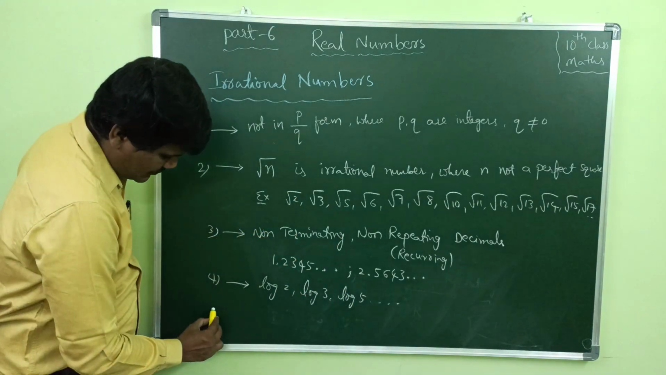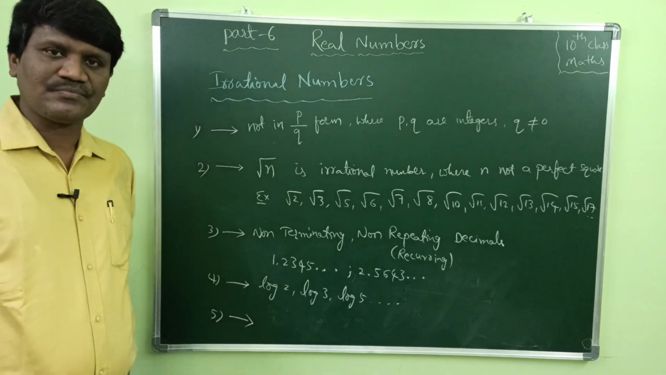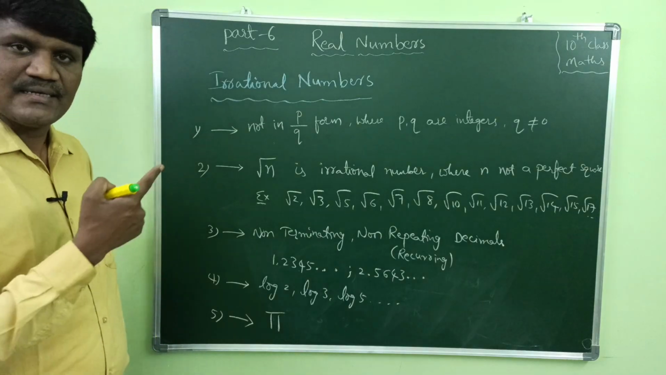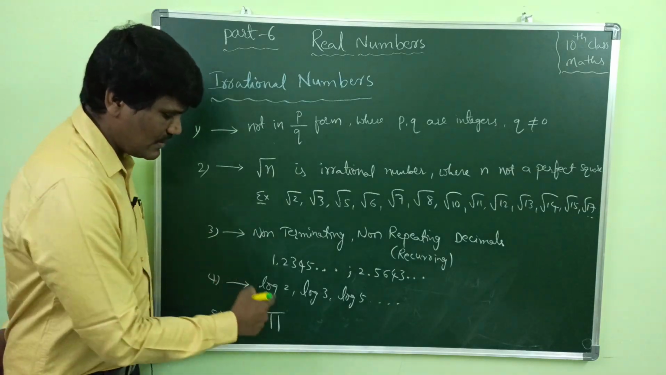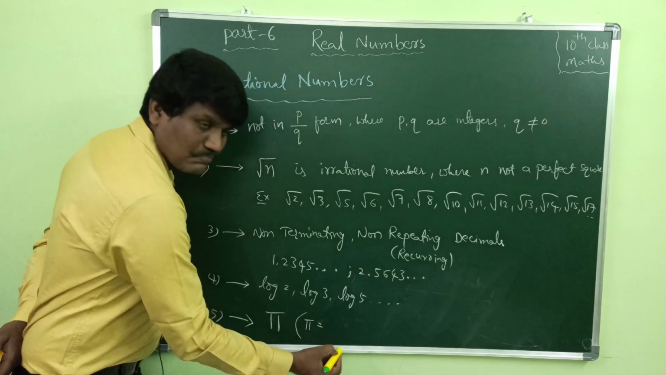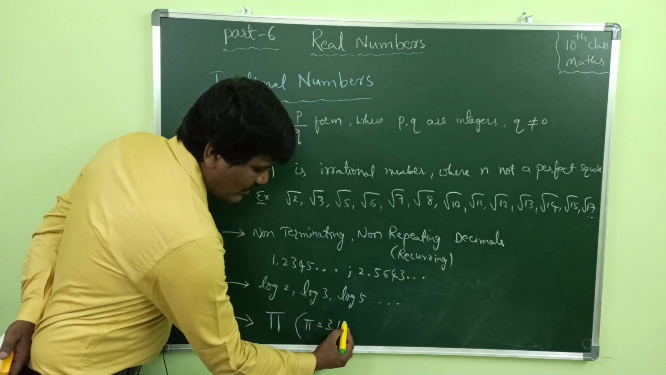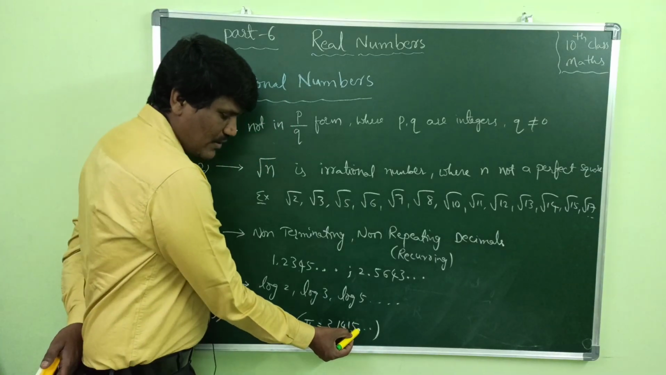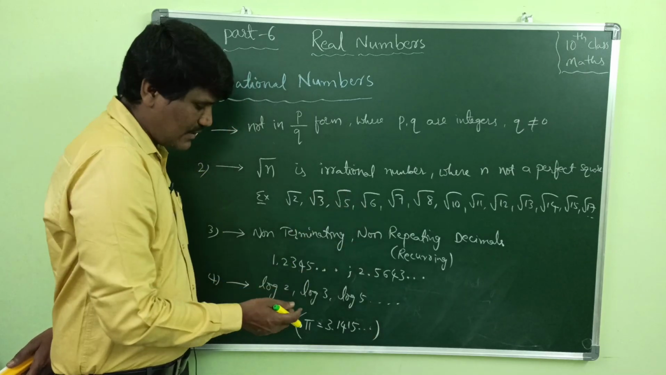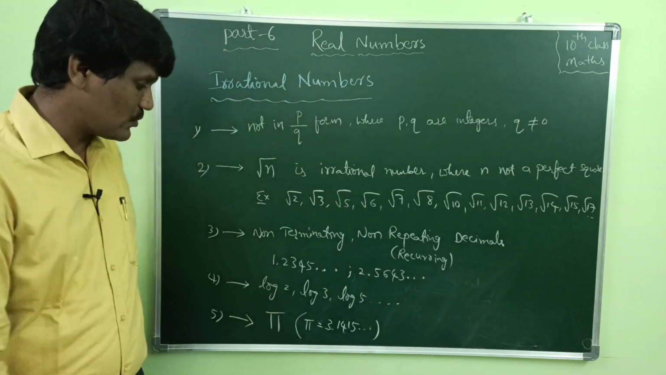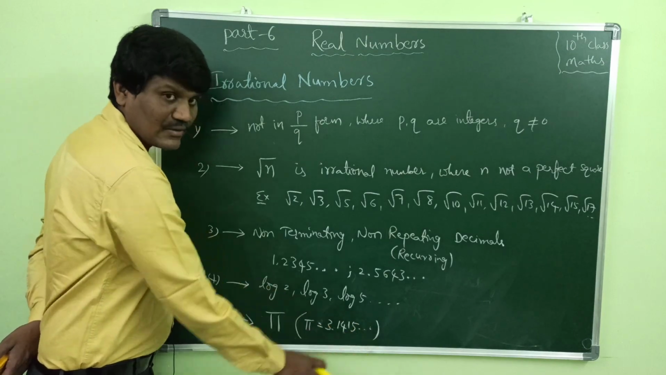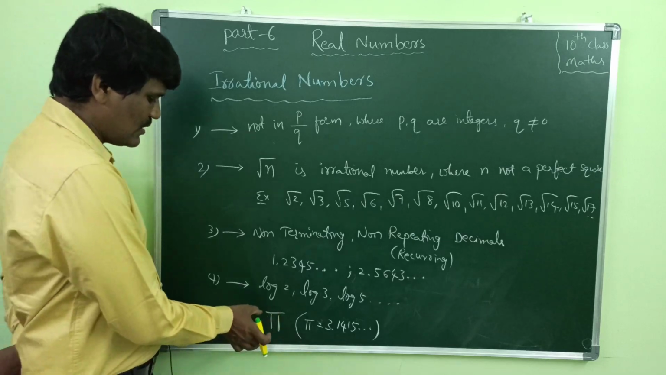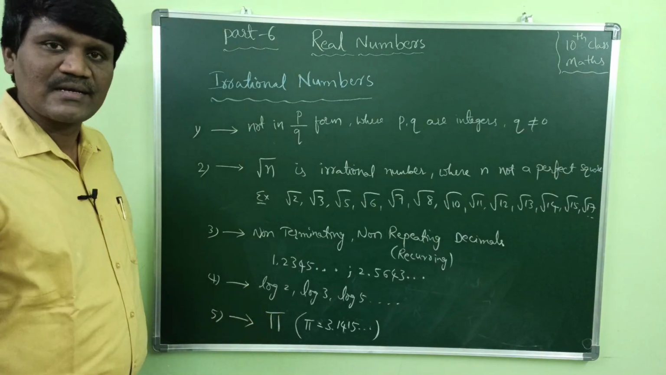Then the fifth one: you know that pi is an irrational number. The value of pi is 3.1415 ... It is non-terminating and also non-repeating. So we can say pi, this is an approximate value, is a non-terminating non-repeating decimal. So pi is also an irrational number.